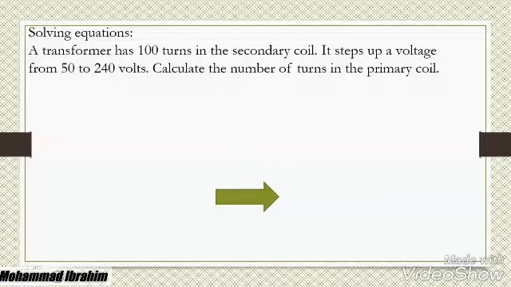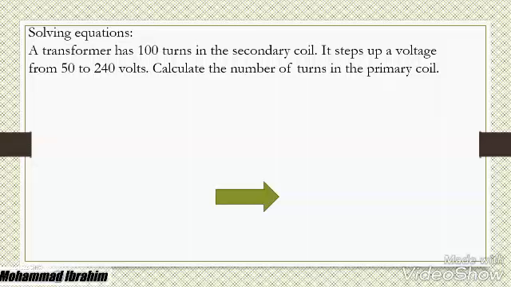This equation is very important once again. Now let's solve some questions regarding transformers. A transformer has 100 turns in the secondary coil. It steps up a voltage from 50 to 240 volts. First, which type of transformer is that? From 50 to 240, so what's the type of transformer? You got it right. It's a step-up transformer.